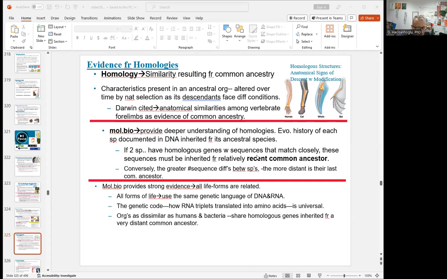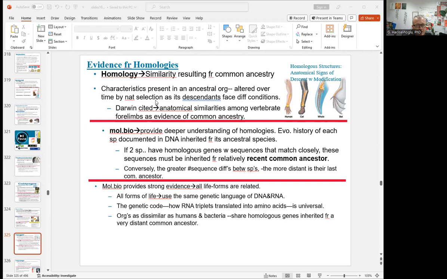There are other evolutionary evidences. One is called homologies. Homology is basically similarities resulting from common ancestry. So if organisms have a common ancestry but have diverged, they still have homologous features, like you see here, anatomical signs in human, cat, whale, and bat. Darwin cited anatomical similarities among vertebrate forelimbs as evidence of common ancestry. Homologies are inherited from a recent common ancestor.